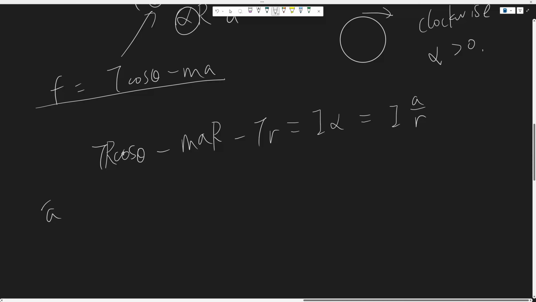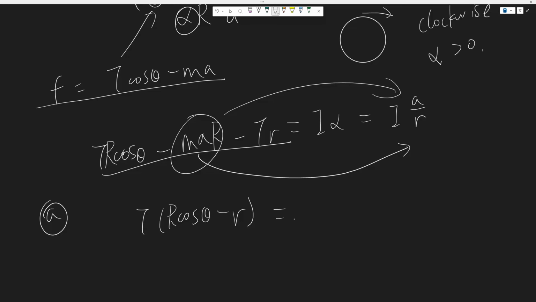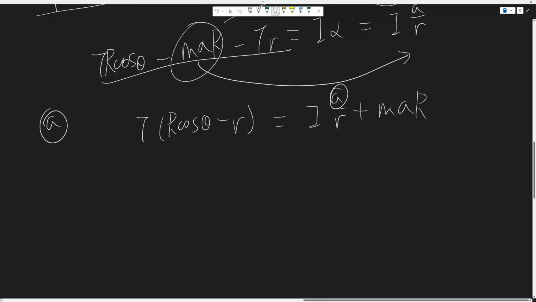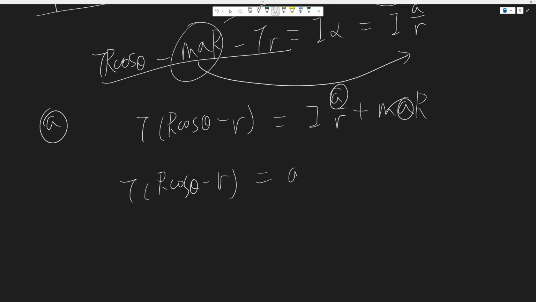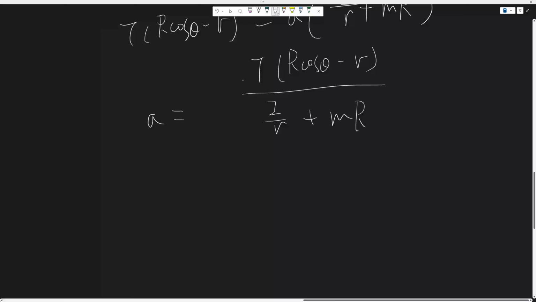And so since we're trying to find a here, let's move this to that part and we can separate out the terms. So first let's try to factorize this. So we have T(R cosine theta minus r) equals to I alpha. And now we move this to the right side. We have Ia over R plus maR. And now we can factor out this a term, which gives T(R cosine theta minus r) equals to a(I over R plus mR). And so a equals to T(R cosine theta minus r) over (I over R plus mR). And so that is our final answer to this question.